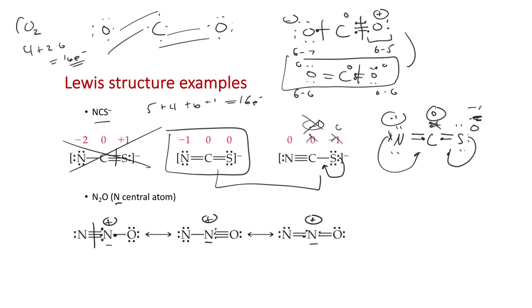And so the first structure here has a 0 formal charge. Nitrogen should have 5, and it has 5. So that's 0 formal charge. Oxygen should have 6, it has 7, so that's a minus formal charge.